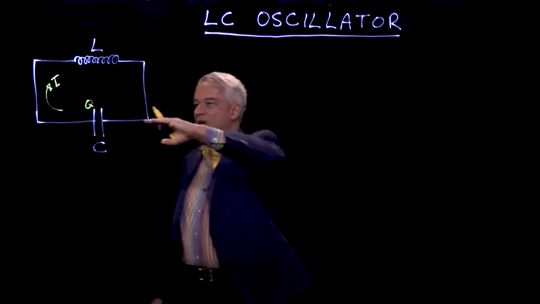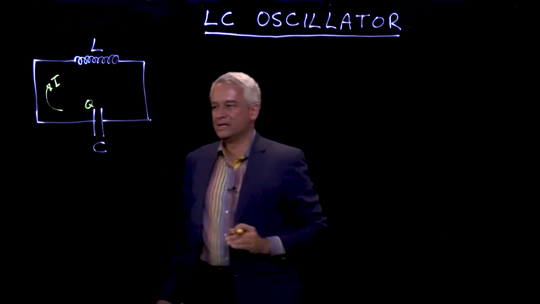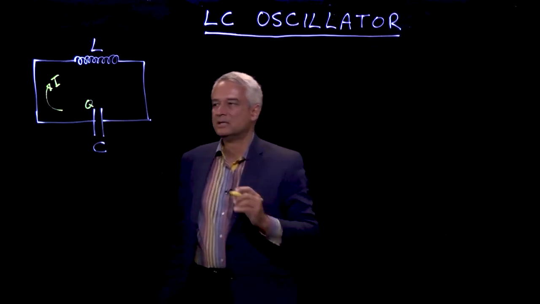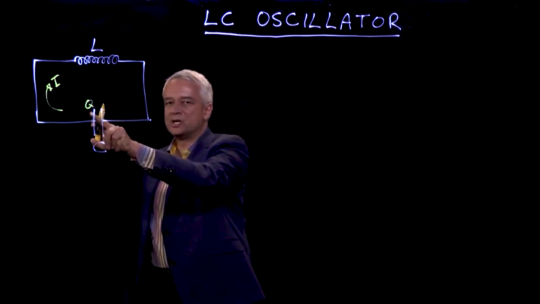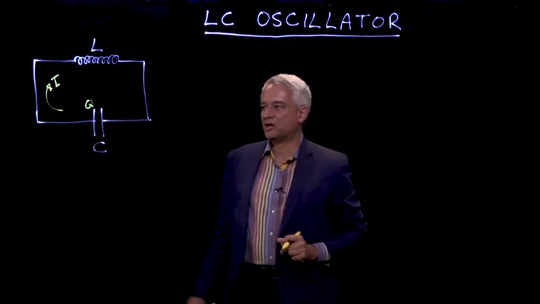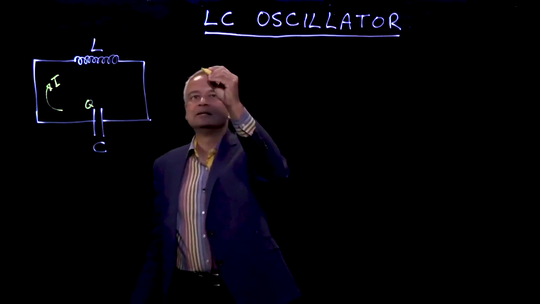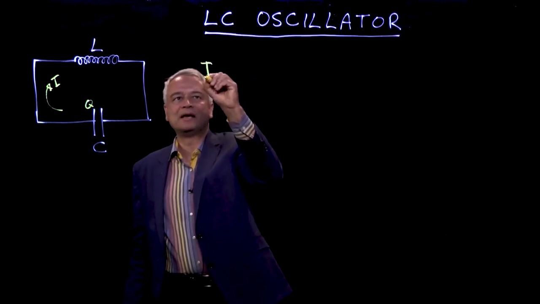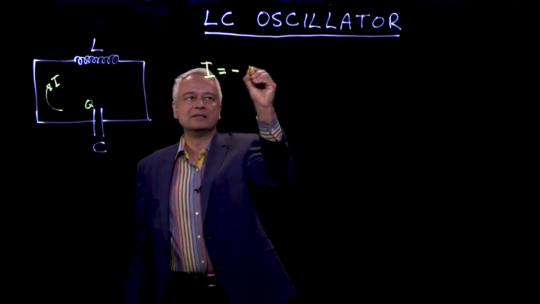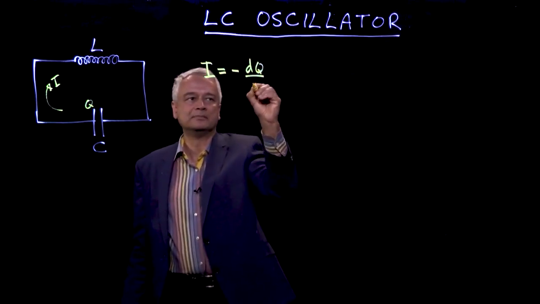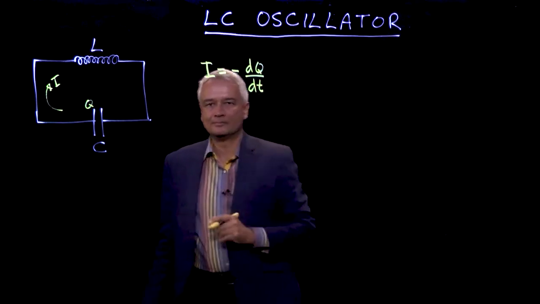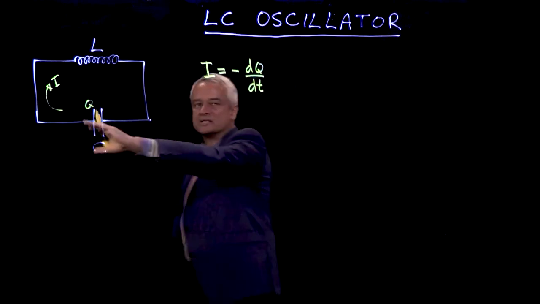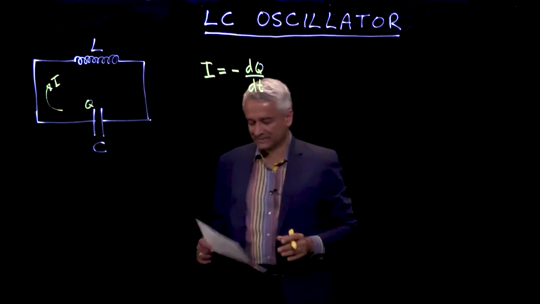Notice that that means that when I is positive, Q is getting less, because I've chosen Q to be the charge on this plate, again, to follow what I did in previous videos. And that means that when I do the math here, I have to have that I is minus dQ/dt, because when the current is positive, the Q on this plate is decreasing.